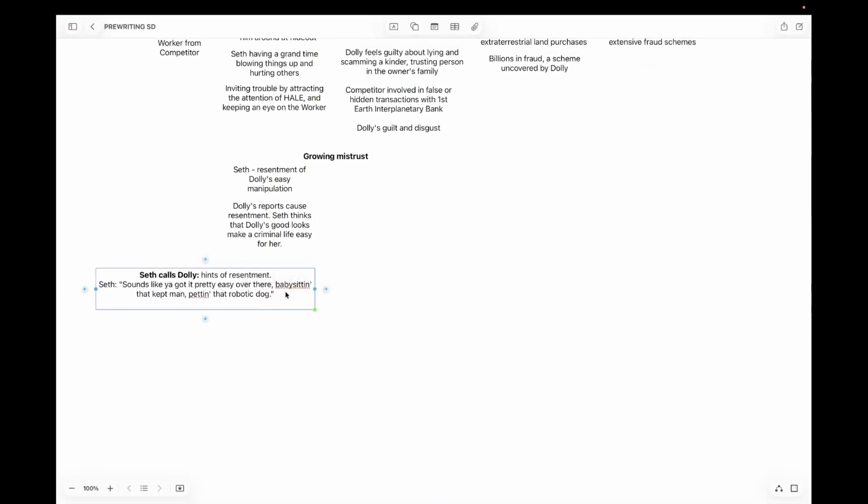Sounds like you got it pretty easy over there. Babysitting that kept man, petting that robotic dog. And then Dolly: anytime you want to swap places, I'm game. Yeah, I like that. Kind of sarcastic and angry.